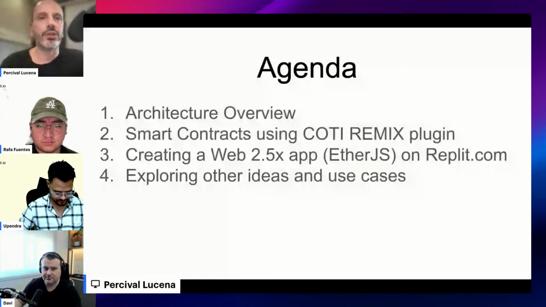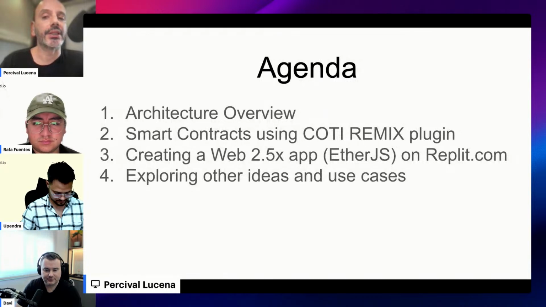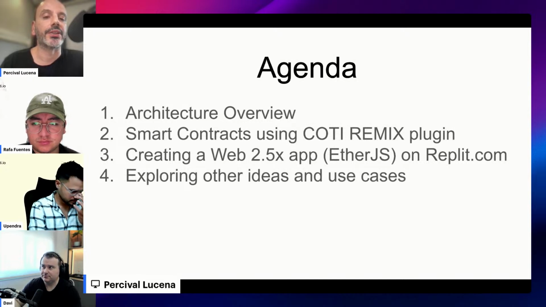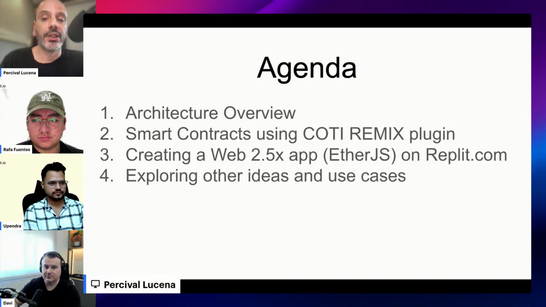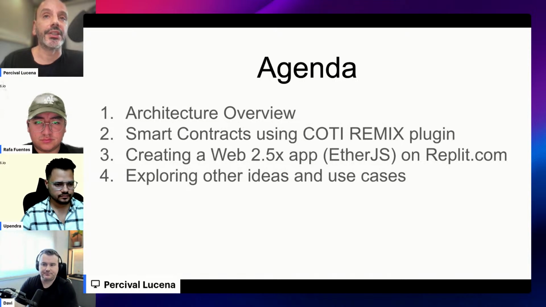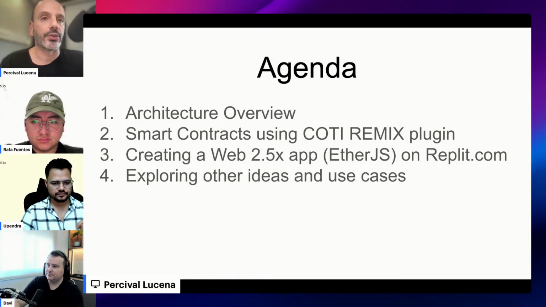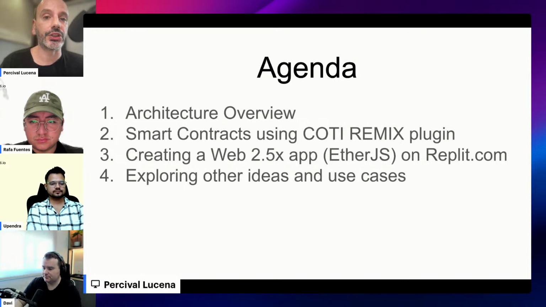For today, we're going to start with an architecture overview of the Cody blockchain. Then we're going to jump to Remix, where we're going to create a simple smart contract using the privacy tools we have provided on the Cody network. After that, we're going to create a dApp, a Web 2.5 app using ethers.js. We're going to use the Replit tool for doing that. And we'll finish by exploring other ideas and use cases with our awesome team here.